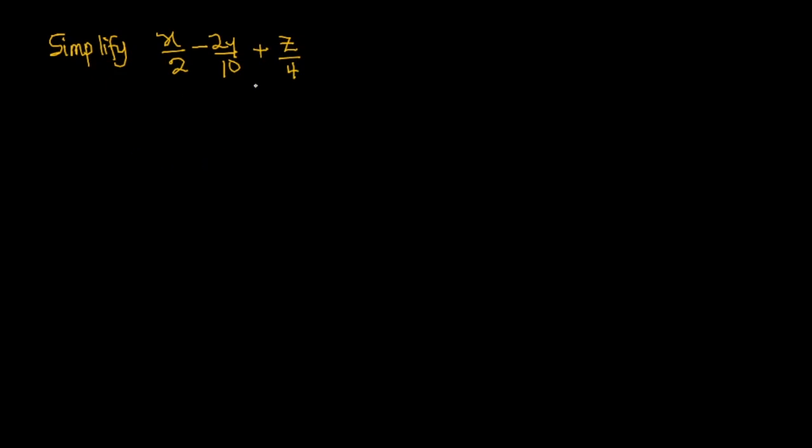Alright, so for us to simplify this expression, we need to first of all identify that these fractions are unlike fractions. It means they don't have the same denominator. So for us to be able to proceed to add or subtract, we need to find a common denominator for them. We can do that by finding something we call the LCM, which stands for the least common multiple.